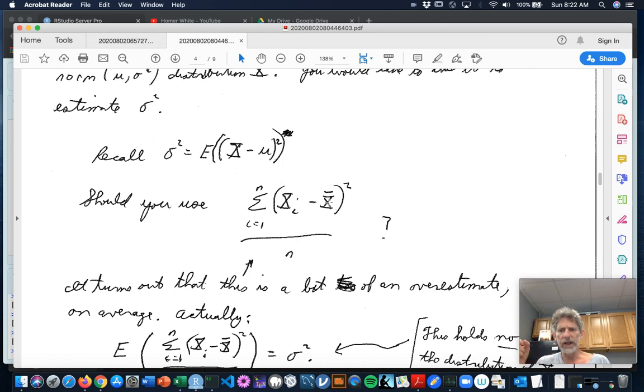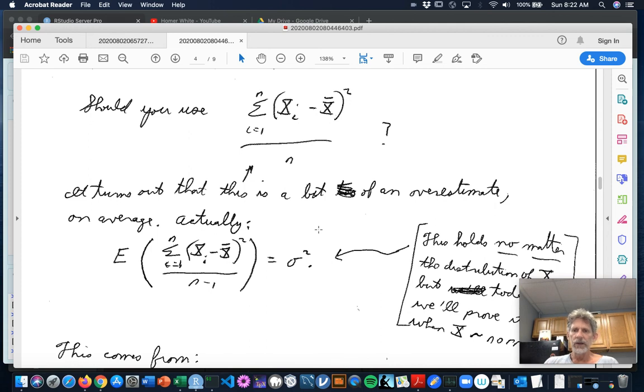In fact, it can be proved mathematically. It works just like the first version of the bizarre sorcerer problem. It can be proved mathematically that of all the numbers you could stick in there to make this small, when you've got some X1 through Xn already in hand, the mean of the X1 through Xn is the one that makes it smallest. It would be smaller than mu, unless it just happened to be exactly equal to mu. So this is going to be a bit of an underestimate on average.